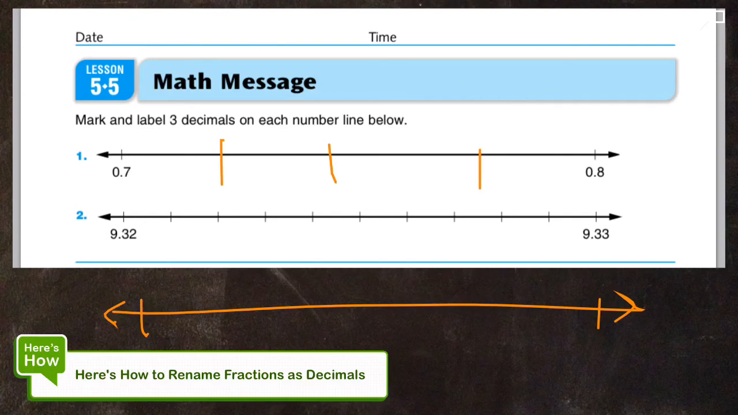Number 7 is 708,000ths. This one's a little more difficult, so I'm going to say it one more time. 708,000ths, both as a fraction and as a decimal. Number 8, 9 19,000ths as both a fraction and a decimal. And lastly, number 9, 6 19,000ths as both a fraction and a decimal.